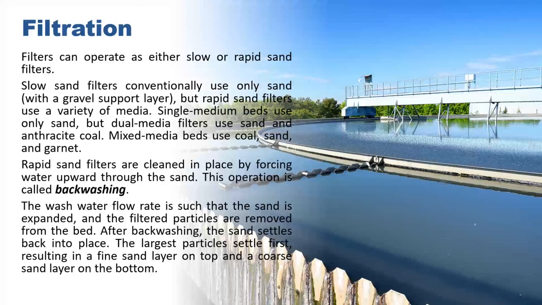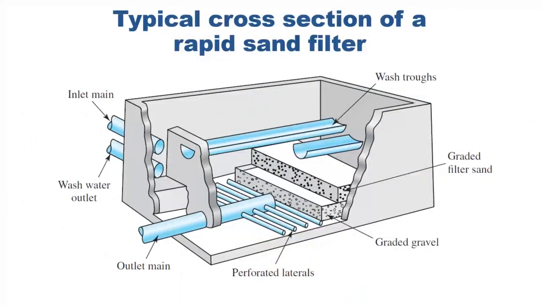Rapid sand filters are cleaned in place by forcing water upward through the sand. This operation is called backwashing. The wash water flow rate is such that the sand is expanded and the filtered particles are removed from the bed. After backwashing, the sand settles back into place. The largest particles settle first, resulting in a fine sand layer on top and a coarse sand layer on the bottom. So this is the typical cross-section of a rapid sand filter.